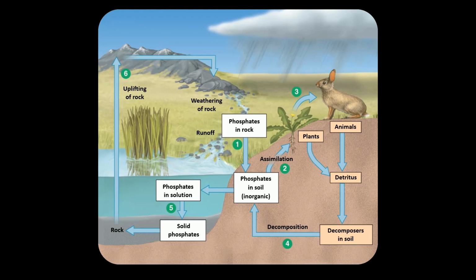So let's take a look at the diagram that the book provides. At step number 1, it notes that phosphates, which were in the rocks, are now available. We're down here in a floodplain, and they're going to be taken up by the plants. So the phosphates are in the soil, inorganic phosphates. They're not part of a biological system yet, and they're going to be assimilated by the plants. I mean, they're going to be absorbed by the plant roots. They're going to be used in building the plant materials.